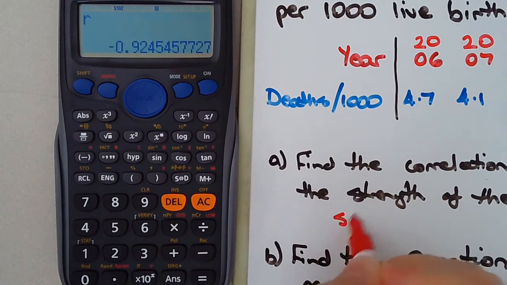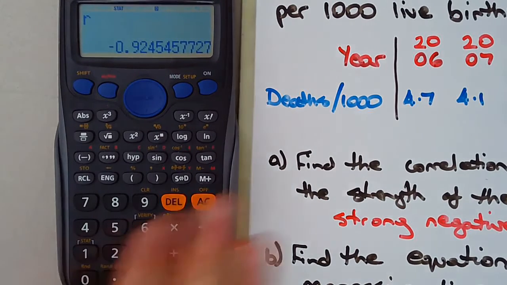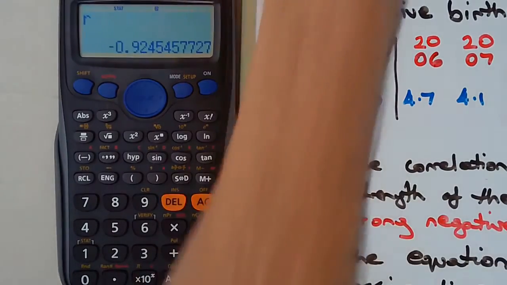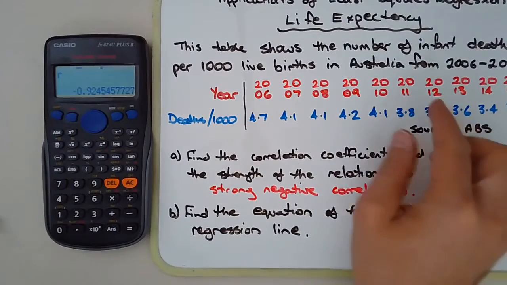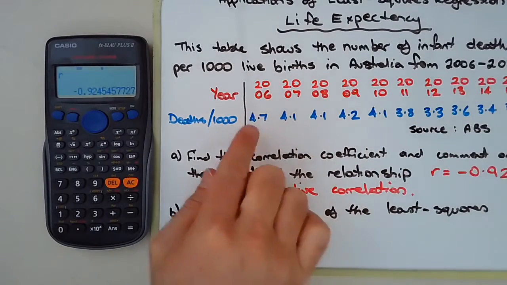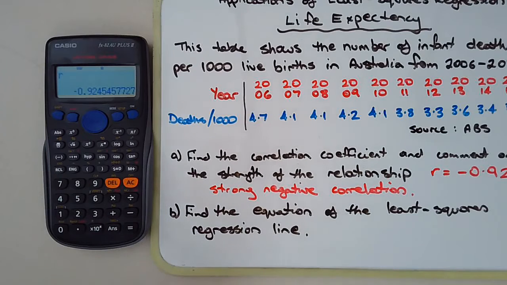Or a strong negative correlation. We'll use that word. So it's pretty clear, at least from 10 years' worth of data, that over the last 10 years, the deaths per thousand is actually reducing. It's actually getting better, so the stats are improving. Have a think about why that might be, and we'll go on to part B.